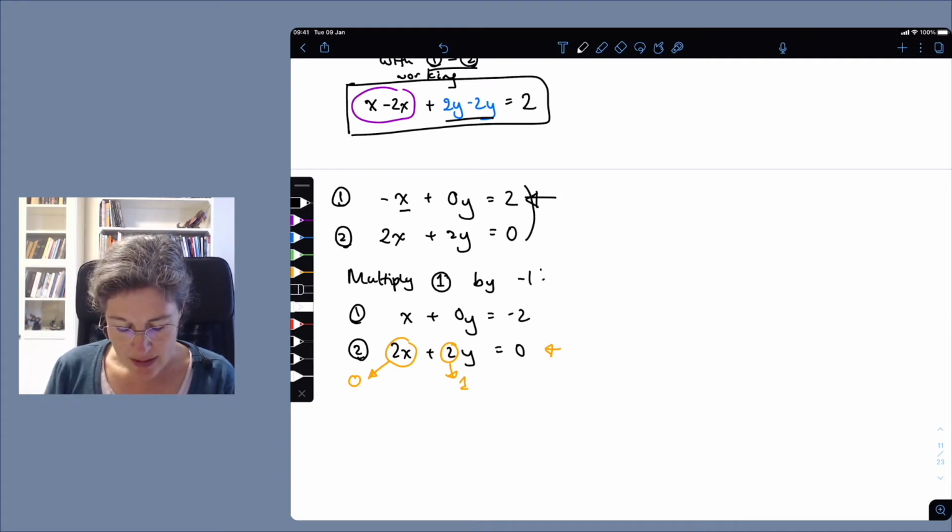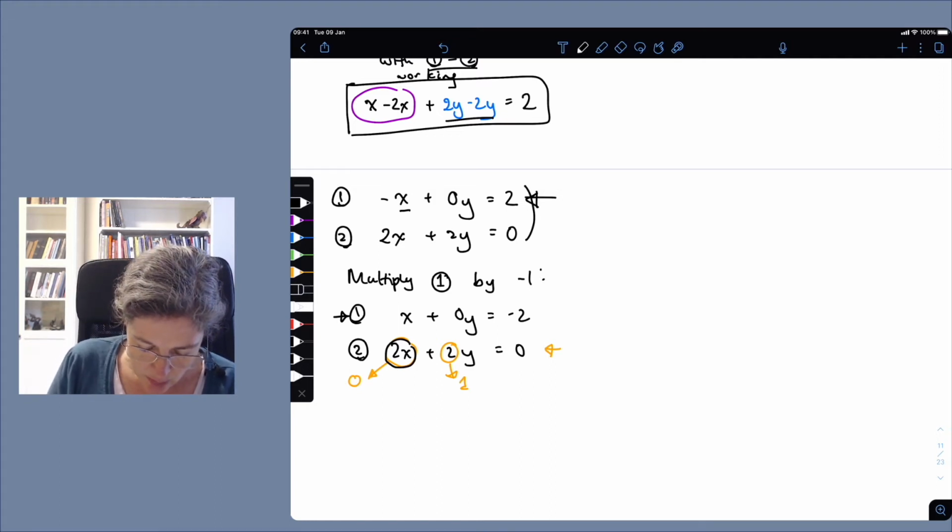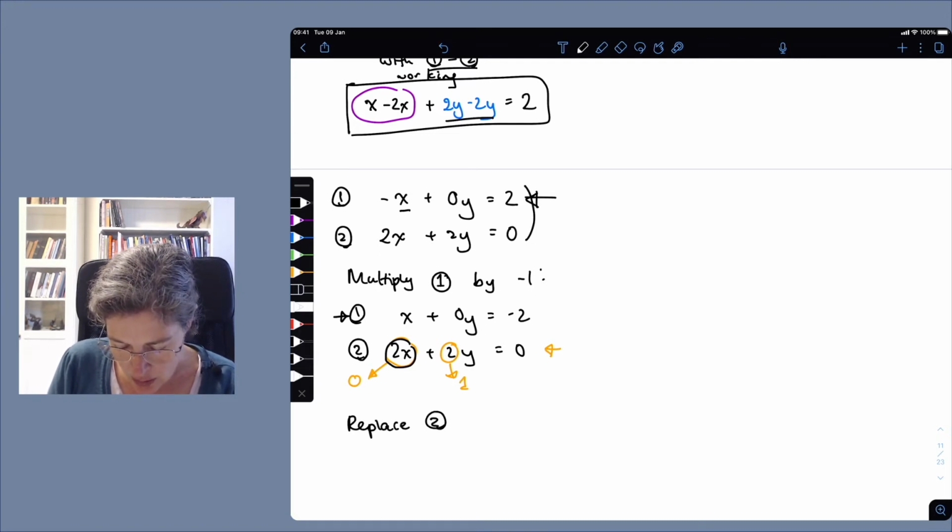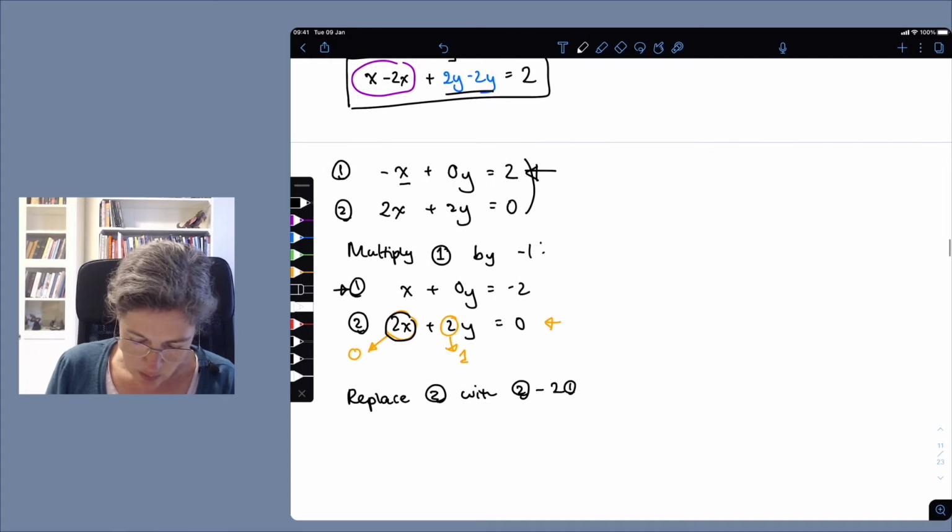And we want to replace by adding some multiple of row 1 to get rid of this 2x. And the way to do that is to add minus 2 times row 1. So I'm going to replace row 2 with row 2 minus 2 times row 1. All right, what do we get if we do that? Well, our first one doesn't change.